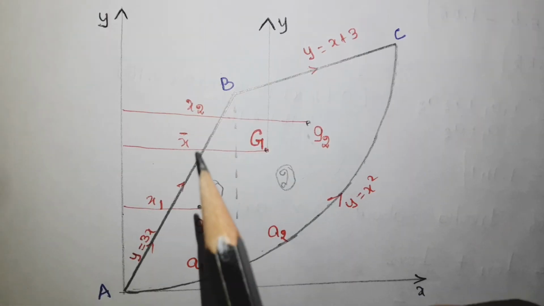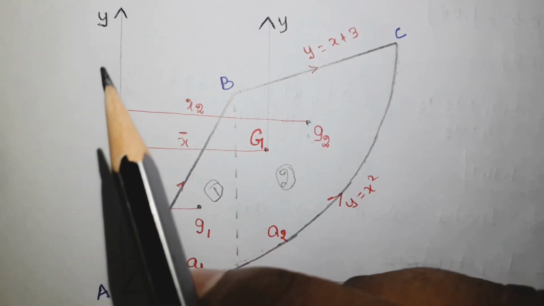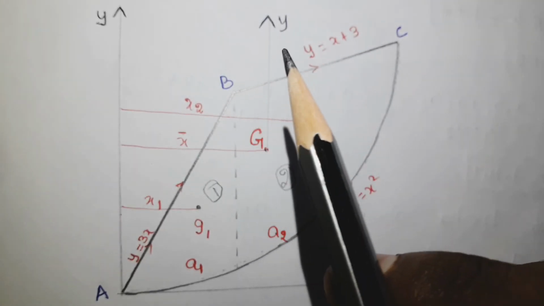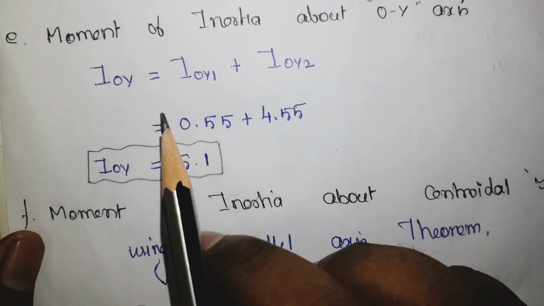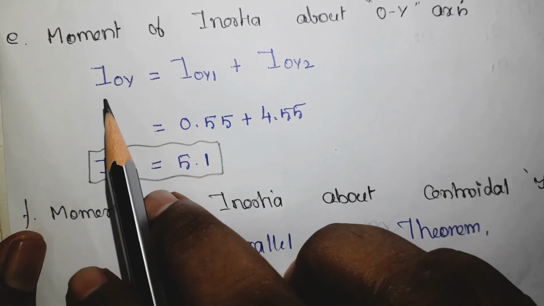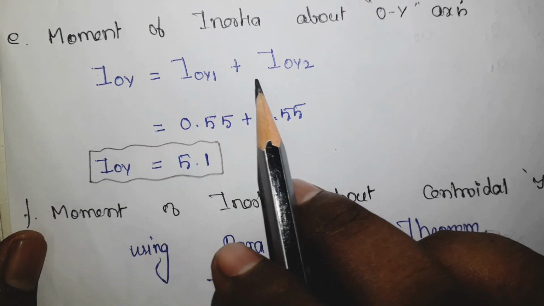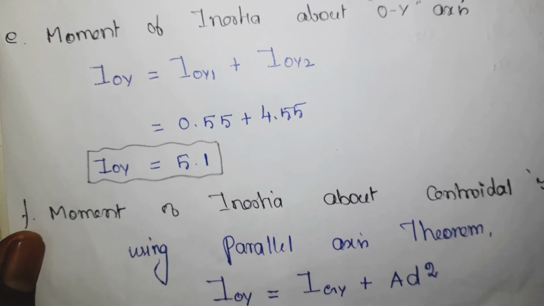Now what I am going to do is, first I am going to find the moment of inertia with respect to this base axis. Then using parallel axis theorem, I am going to find the area moment of inertia with respect to this centroidal axis. So here is that one, IOY, which is nothing but moment of inertia with respect to base axis, which is equal to IOY1 plus IOY2. Substitute the values, finally get the answer as 5.1.